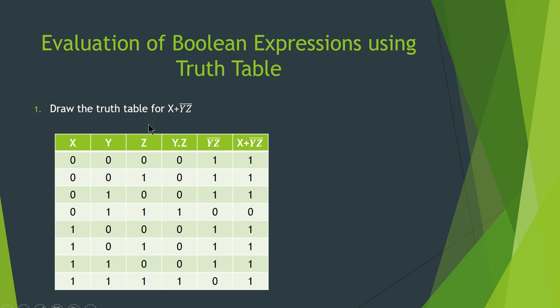What are all the variables? X, y and then z. First you have to draw this, you have to write that, and then you have to write all the possible combinations. How do you write all the possible combinations?